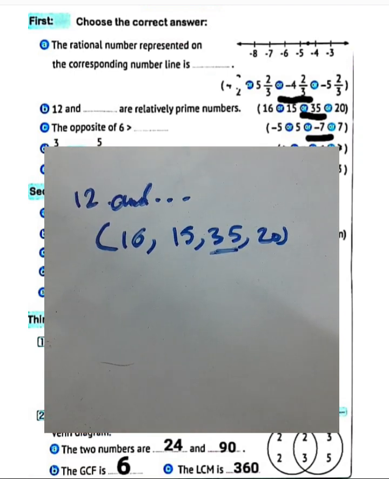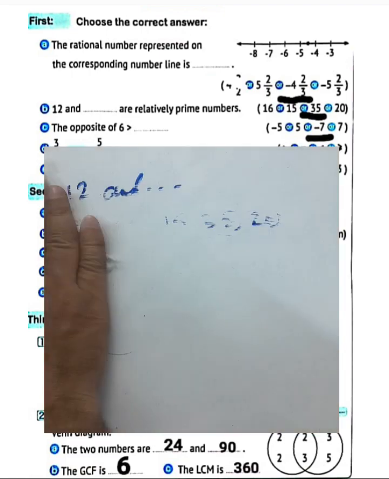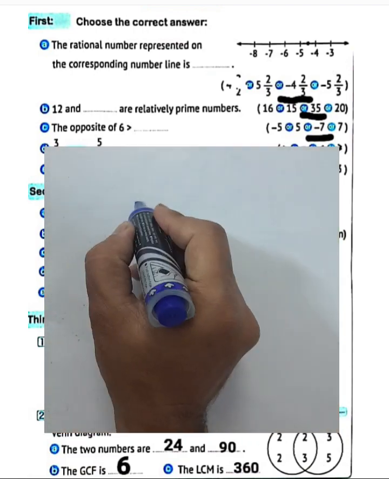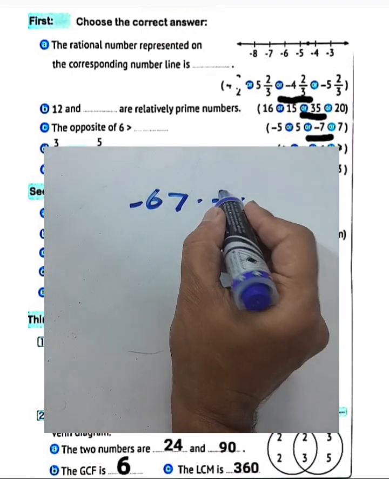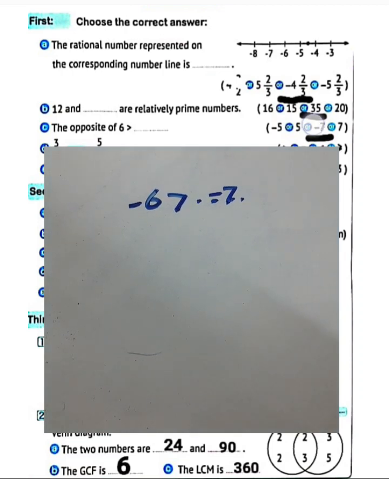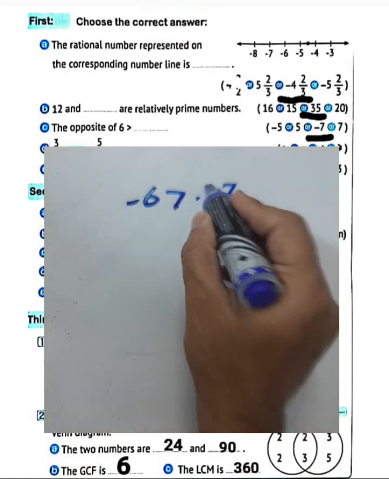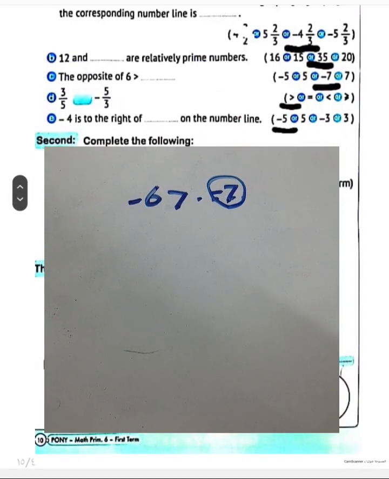Question letter C. The opposite of 6 is greater than what? In this example, he asked about the opposite of 6. The opposite of 6 will be -6. -6 is greater than what? -6 is greater than -7. So you must choose letter C, choose -7, okay? The result will be -7.